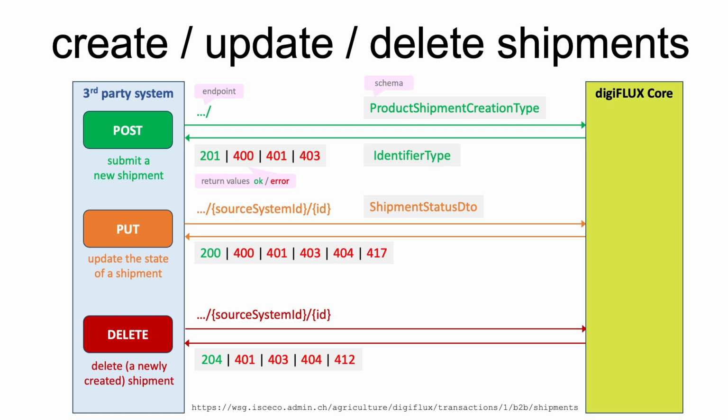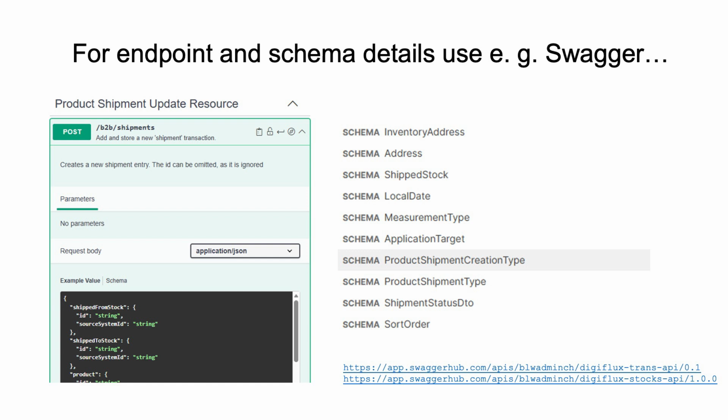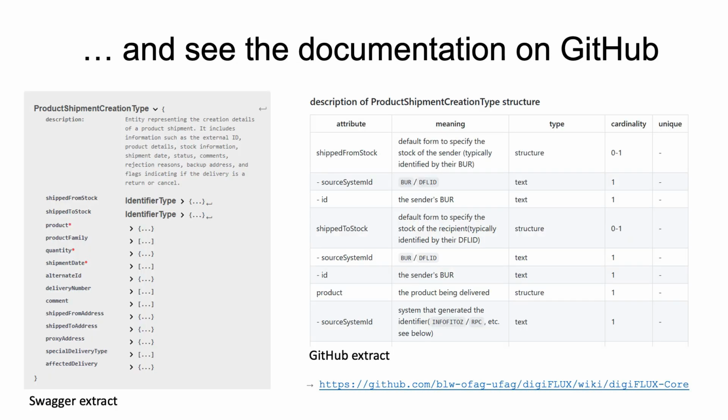Now, the individual calls, they obviously differ in detail. And to see the exact way an endpoint has to be used, what kind of schemas are involved, so what kind of complex attributes there are, best is to use the OpenAPI file in a platform like Swagger. You can, of course, use Postman or Bruno or whatever tool that might be in use in your environment. And there you can see the full details. All the attributes are also described, of course, in our GitHub page.